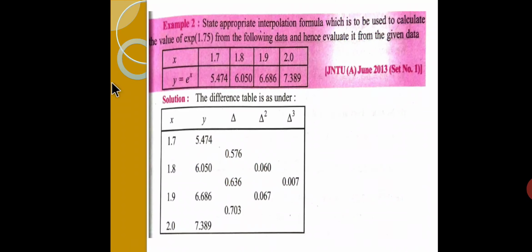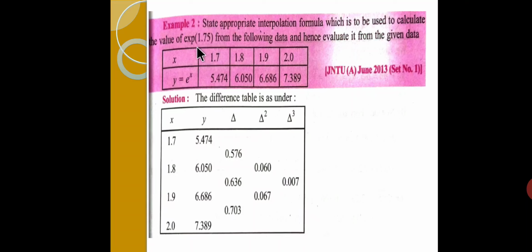Problems. State the appropriate interpolation formula which is to be used to calculate the value of exponential 1.75 from the following data, and hence evaluate it from the given data. So in this problem, it is not mentioned which formula is to be applied. So how can we apply a formula? Either it is Newton forward or the other method, Newton backward.